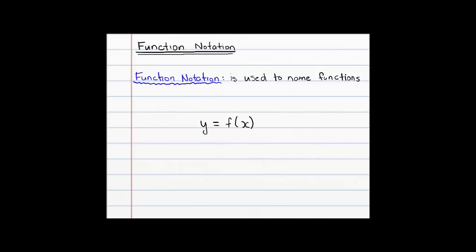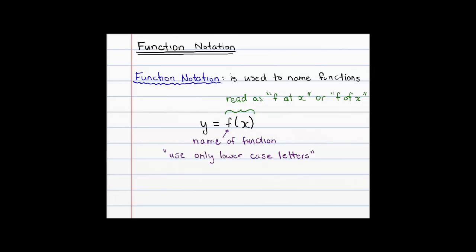So in function notation, what we're going to do is we're generally going to replace every time we write a relation as y equals an equation, we're going to change that into f at x, where x is in brackets. And basically what this means is this is read as f at x or f of x, and it's a renaming of our function. We're going to use the letter f to name the function.